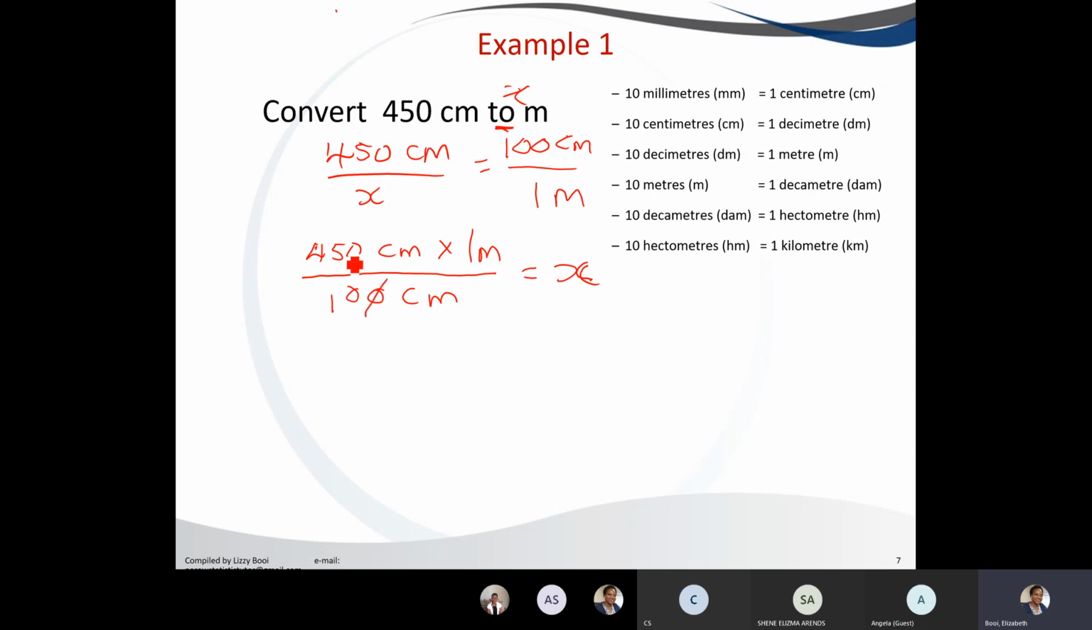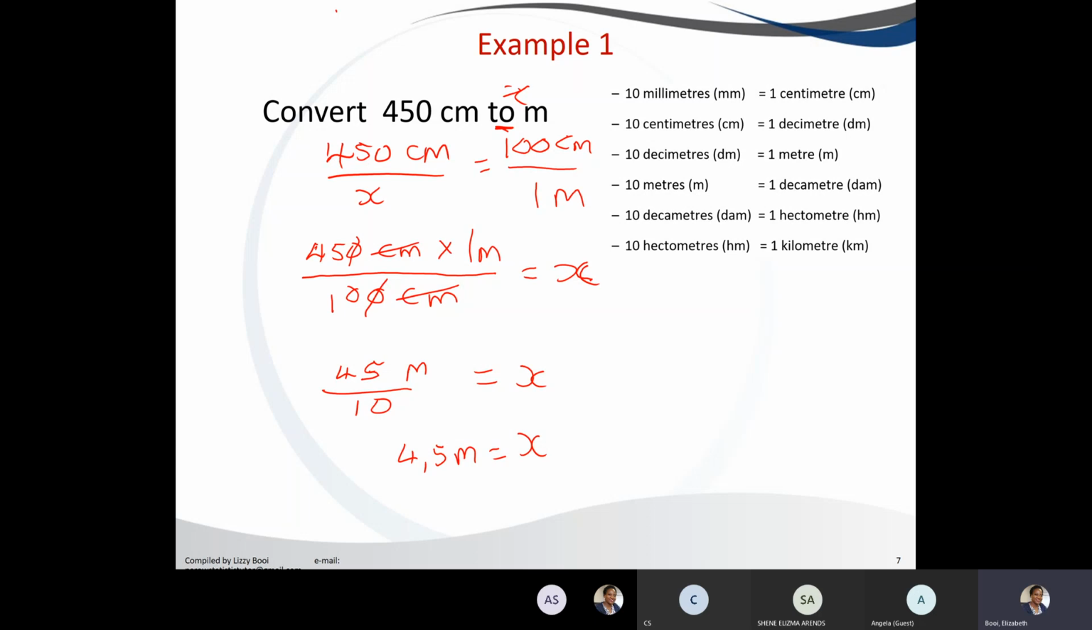Now I can say that cancels out that. Then I will have 45, and centimeters cancel out centimeters. Then I will have 45 times 1 meter, which will be 45 meters divided by 10, which is equal to X. And the answer that I will have, 45 divided by 10, will give me 4.5 meters. And that's one way of doing it.